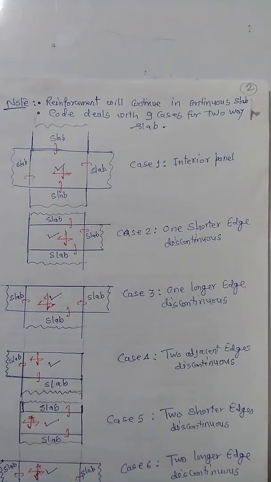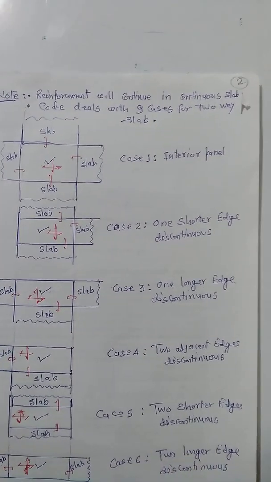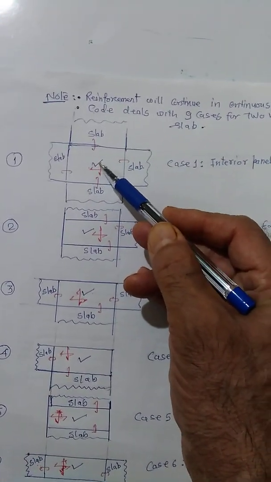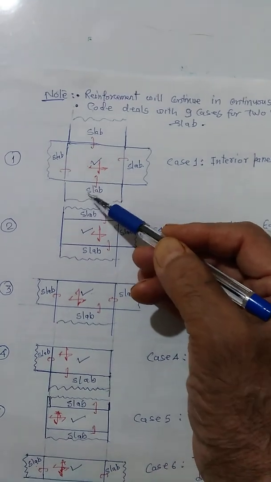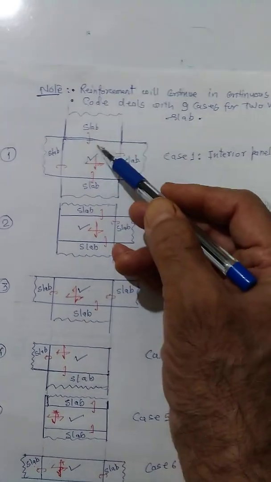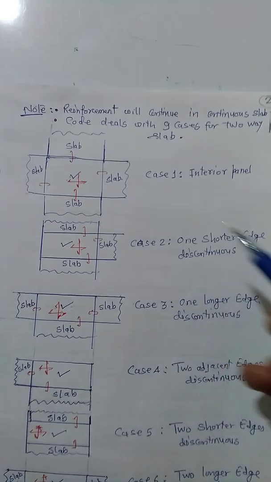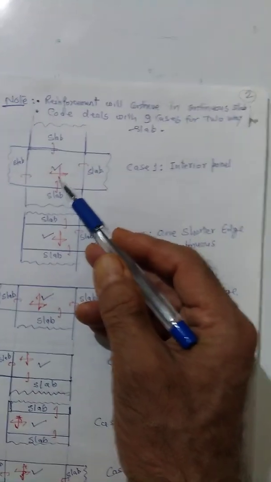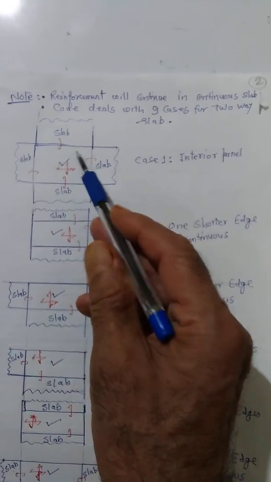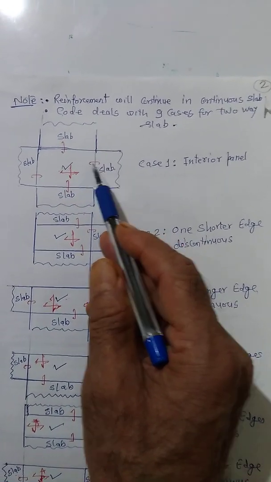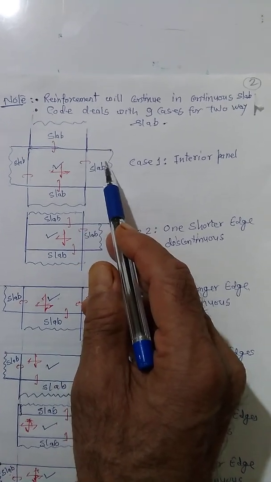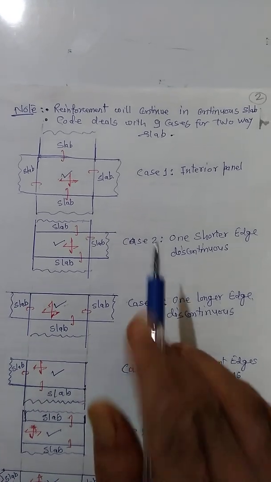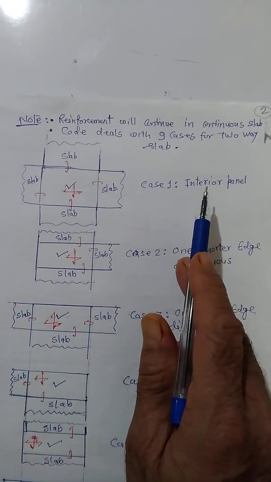Case 1, interior panel. Interior panel means this is, suppose, the main panel. There is one slab on this side, another slab on the other side. So when a slab is there on all 4 sides, we call it an interior panel. It means the main reinforcement is not only here but is also provided at the continuous edge. This we call case number 1, that is, interior panel.